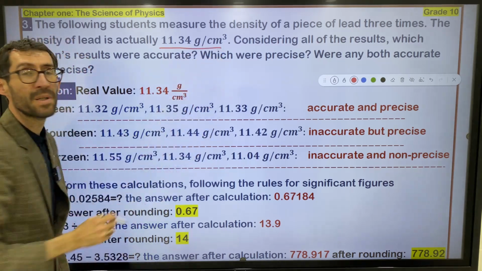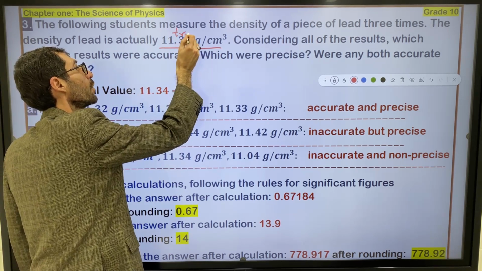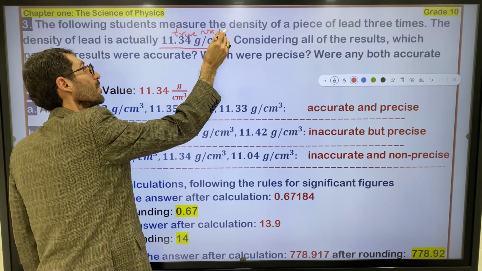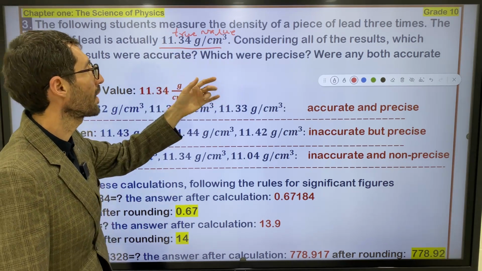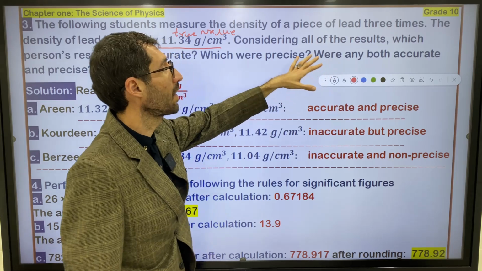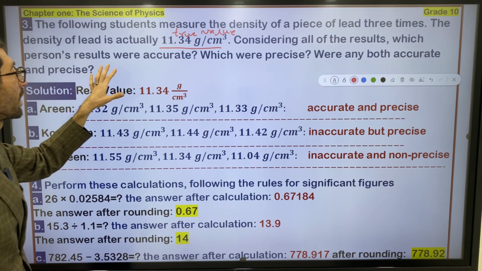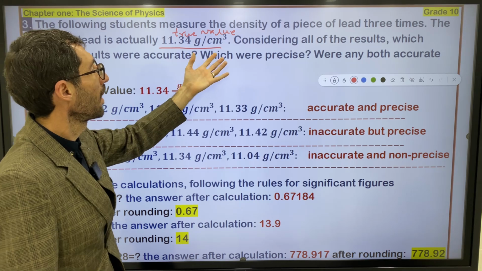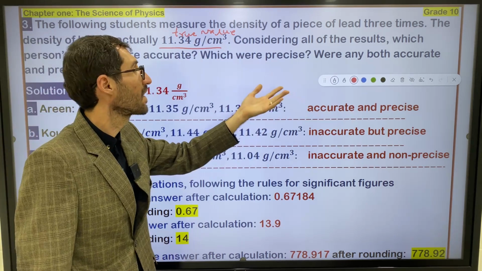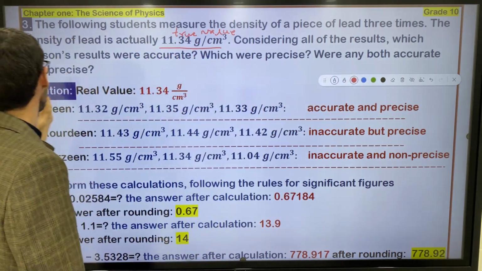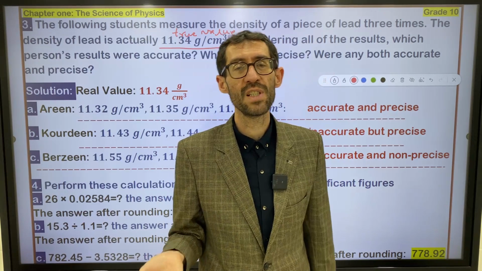Gram per cubic centimeter. This is the true value, or as I told you, you can say the mean value, the true value. Considering all of the results, which person's results were accurate? Which one's precise? Were any both accurate and precise? So it means we want to check the accuracy and precision.